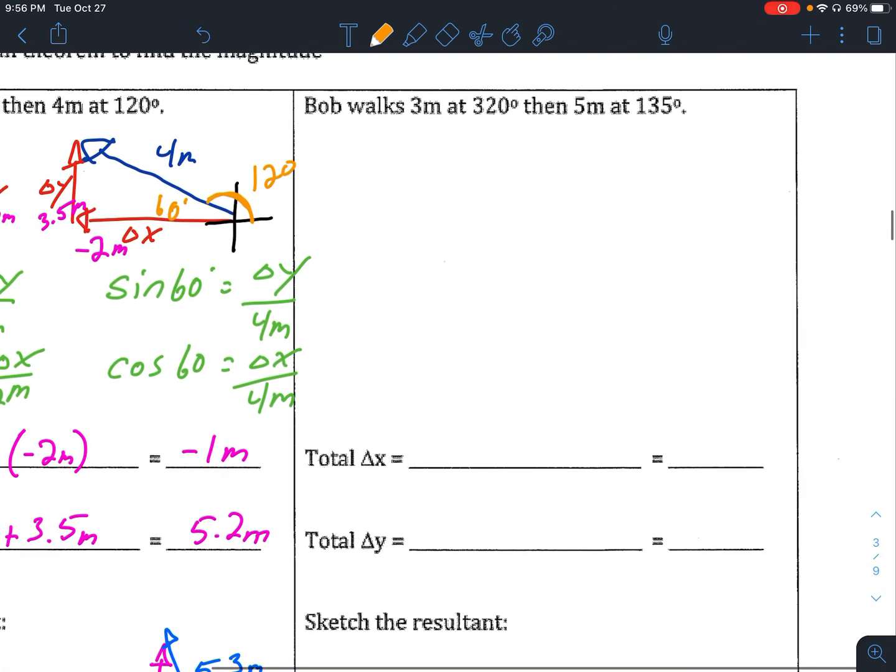So I think this might be a little bit different just because of the angle. Sometimes people get tripped up with the unit circle and having this big 320 degree angle and then figuring out small angles within a right triangle.